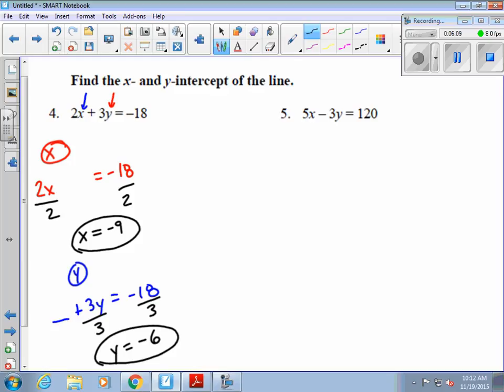We can do likewise with number 5. In order to find your x-intercept, you plug in 0 here. What that leaves you with is 5x.